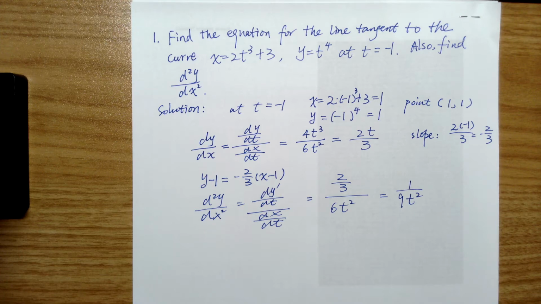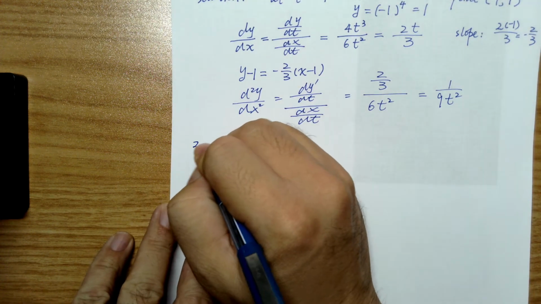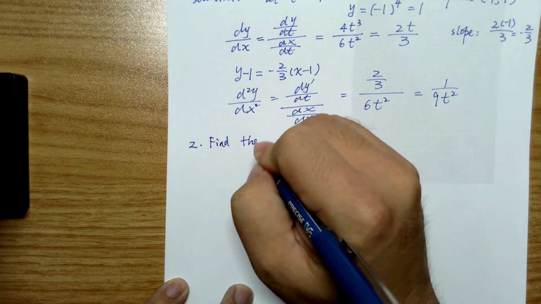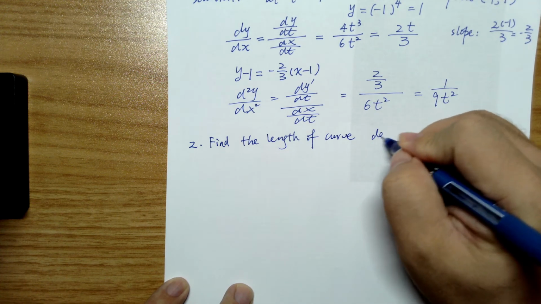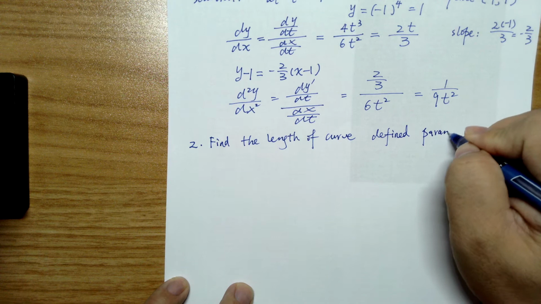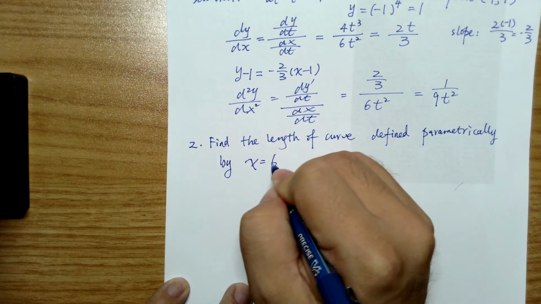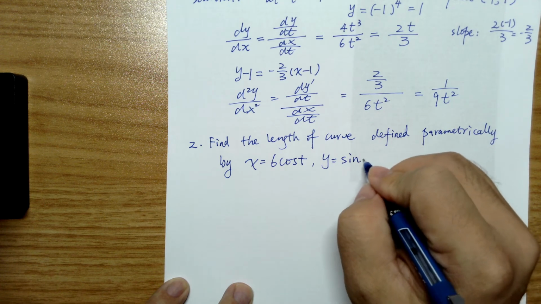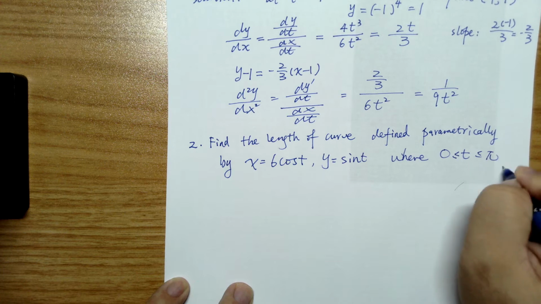The second one is going to be: find the length of the curve defined parametrically by x equals 6 cosine t, y equals 6 sine t, where t is between 0 and pi.